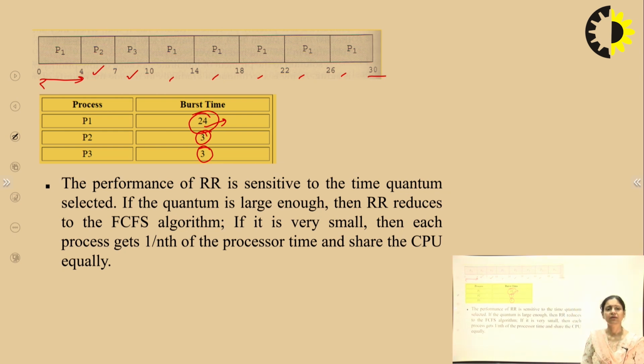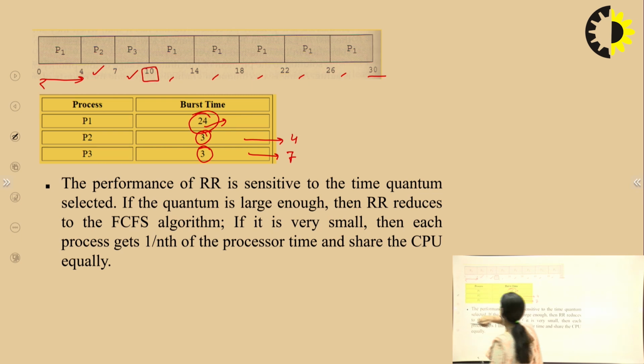So, how do we calculate the waiting time for the processes? For process P2 it is simple, it is 4 milliseconds. For process P3, it is 7 milliseconds. Now, if we are going to calculate the average waiting time, for P1, the waiting time when P1 entered the system for the second time was 10 milliseconds.